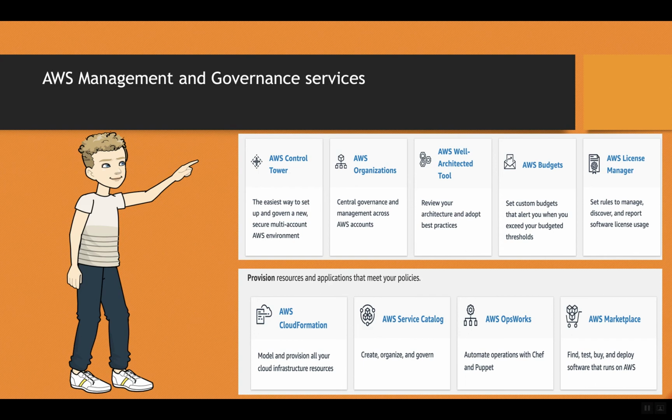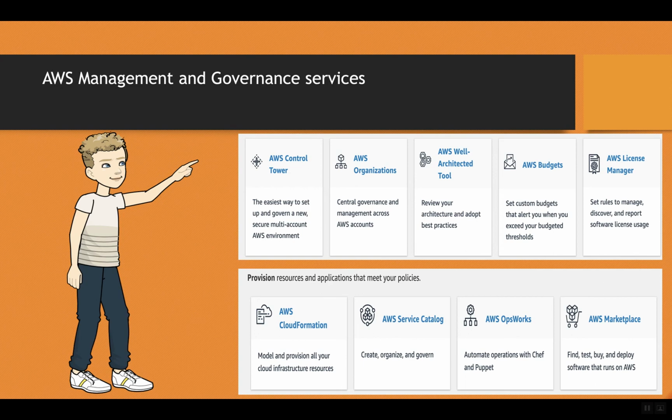So what does AWS Control Tower do? The easiest way to set up and govern a new secure multi-account AWS environment. So if you have a multi-account AWS environment, you can use AWS Control Tower to manage it. AWS Organizations provides central governance and management across AWS accounts. AWS Well-Architected Tool, review architecture and adopt best practices. AWS Budgets, set custom budgets that alert you when you exceed your budgeted threshold.